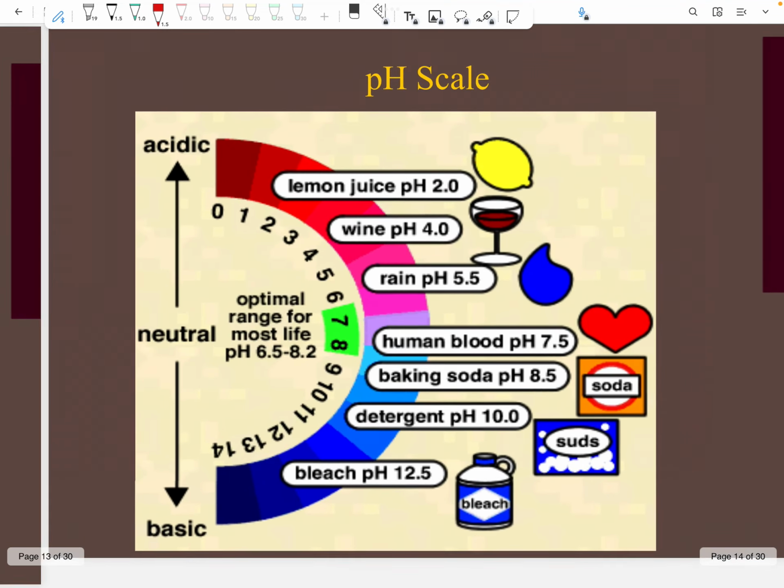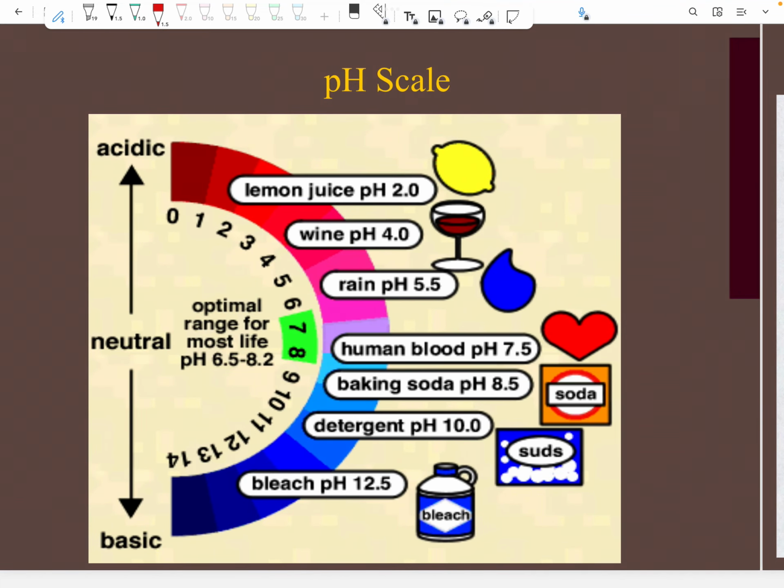Now this is the pH scale we're looking at, and neutral is right in the middle. That is 7 on the pH scale. It's a scale that goes all the way from 0 to 14. You can see on here approximate pHs for certain substances. Lemon juice has a pH of 2, and that's right over here. That's a really strong acid. The lower the number is for an acid, the stronger it is.